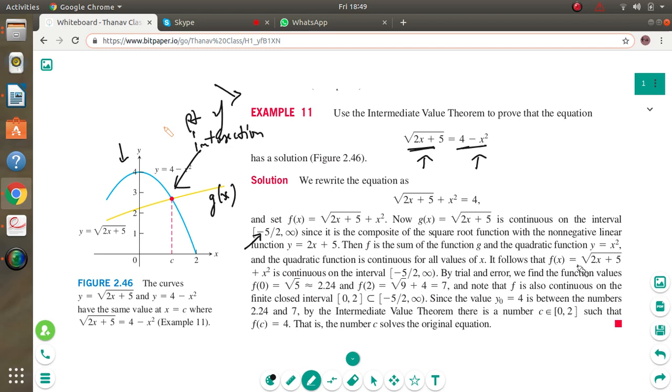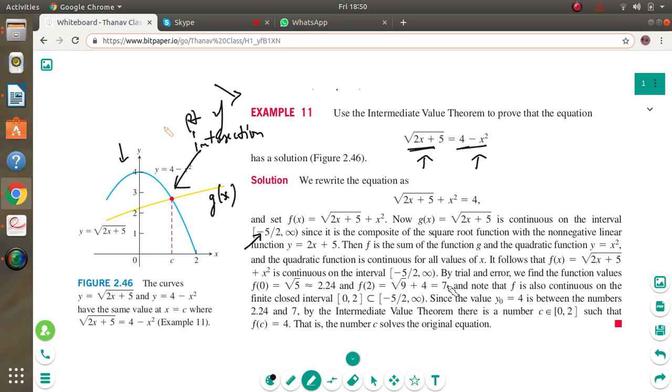Yeah. So if you were to solve it, you would get 4, is what the point is. Whatever we get, this is continuous on the interval from minus 5 by 2 to infinity. Now by trial and error, we find the function values. f of 0 is equal to root 5, which is 2.24, and f of 2 is given as 7.